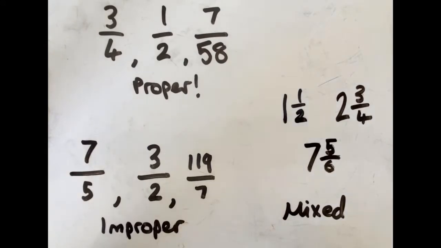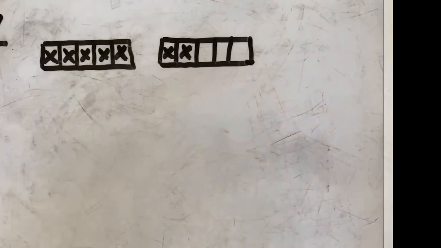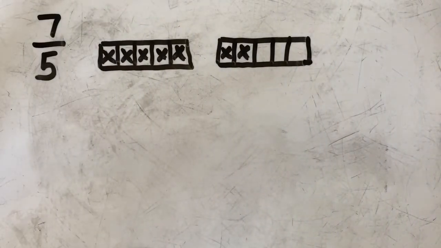And a mixed fraction comprises a whole number, 1, 2, or 7 in these examples, combined with a proper fraction, so 1 1/2, 2 3/4, and 7 5/6. So how do we convert an improper fraction like 7/5 into a mixed number fraction?